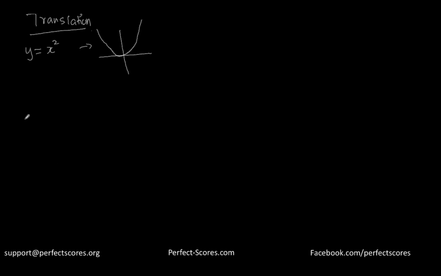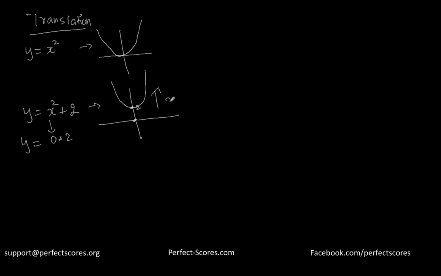Now, let's suppose I want to talk about y is equal to x squared plus 2. How will this look in terms of translation? It will just move the graph up by 2 units. Why? Because when you substitute x as 0, y is equal to 2. So that means the graph has gone up by 2 units.